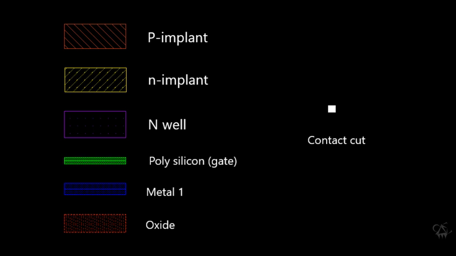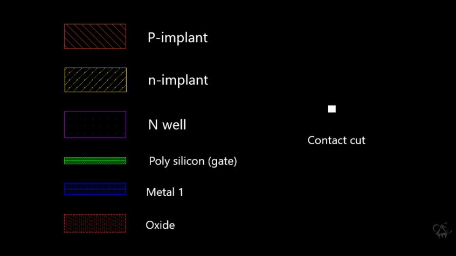Coming to the contact cut, that is the white box. These white boxes indicate that the oxide is etched and there is a connection to the source or to the drain of the transistor. So wherever you find these white boxes, that indicates that the oxide is etched. The oxide in that white box is not present and there is a direct connection to the source or to the drain of the transistor.